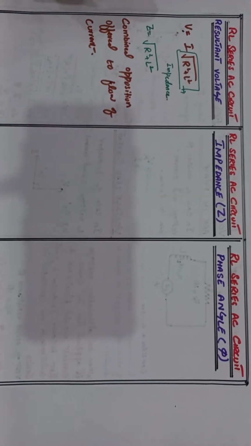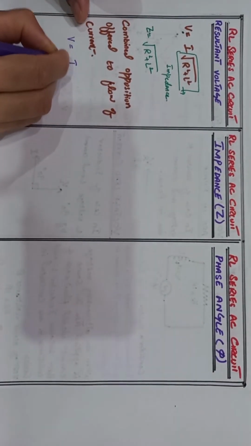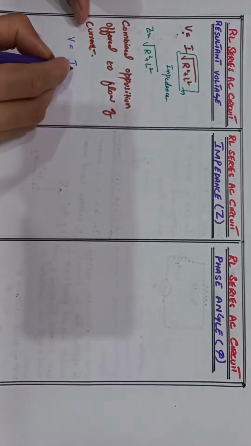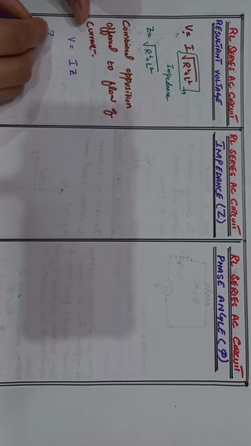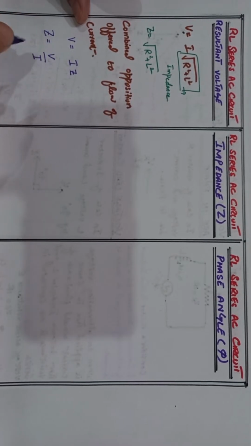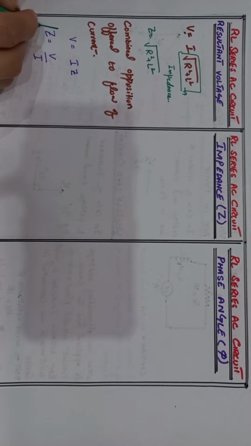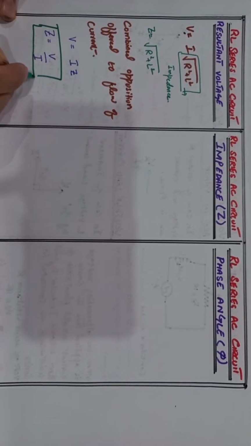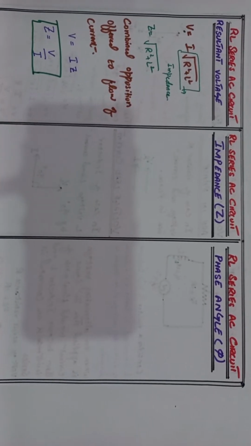So we write V is equal to IZ, that is the impedance, and we can find the impedance if we know the value of voltage and current: Z is equal to V over I. That is the impedance of the RL series circuit. Now we write the definition of the impedance.